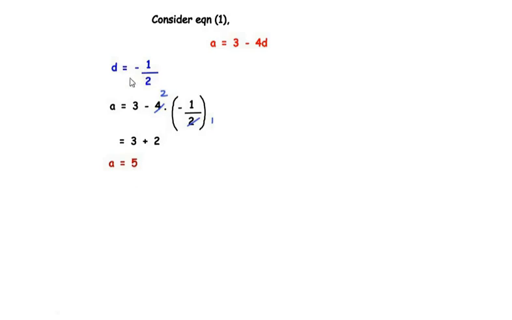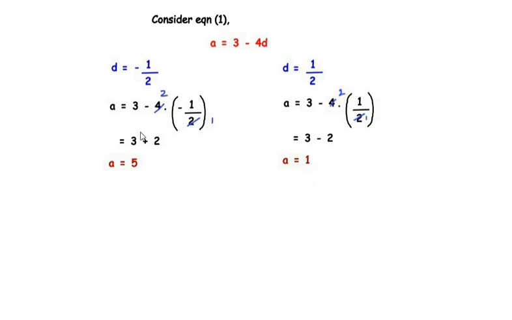Now let us consider the value of d as positive 1 over 2. So a will be equal to 3 minus 4 times, now in place of d we have written 1 over 2. Now again 2 divides 4, that is 2 1 times is 2 and 2 2 times is 4, giving us 3 minus 2 times positive 1 gives us minus 2. So 3 minus 2 gives us a is equal to 1. So when the common difference is 1 over 2, we get the first term of the sequence as 1.